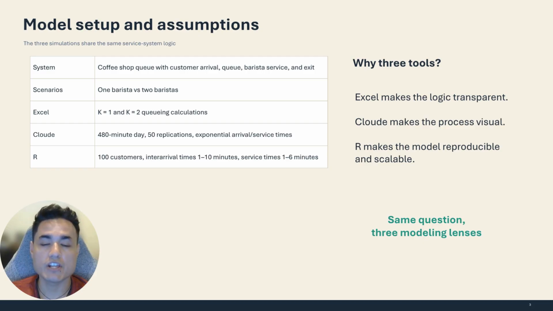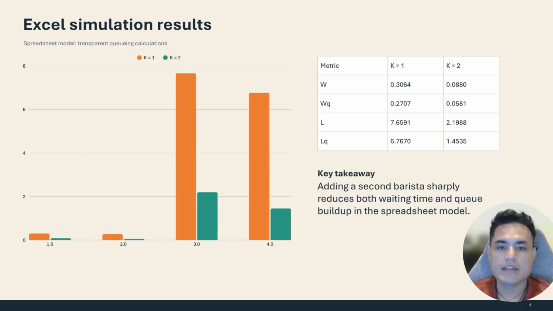Each tool handled the simulation differently. Excel was used to manually calculate queuing values step by step. Cloud was used to create a visual process simulation over a simulated workday. R was used to build a code based simulation that could be repeated and adjusted easily. Using three methods allowed us to compare not only the results, but also the strengths and limitations of each simulation tool. The Excel simulation was a spreadsheet based model. It allowed us to clearly show the queuing calculations using formulas.